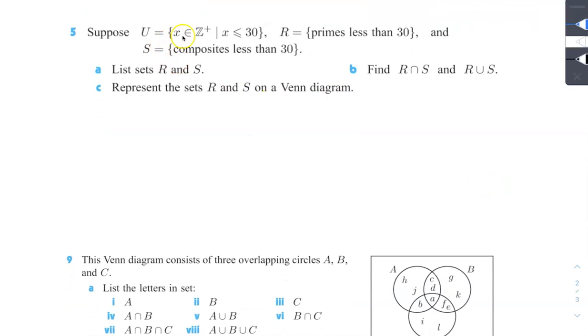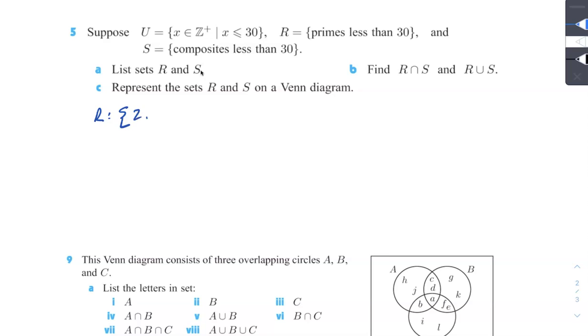Suppose U equals the positive integers that are less than 30. R are the primes less than 30, and S are the composites less than 30. List the sets of R and S. So I'll start with R. So prime numbers less than 30.